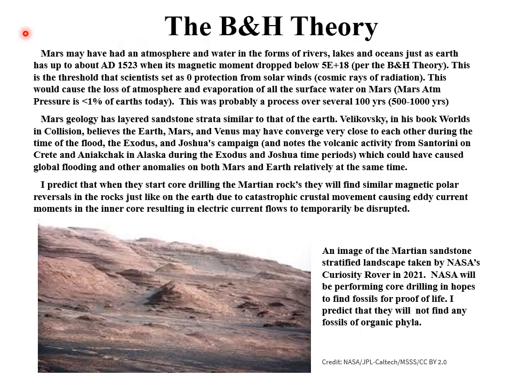Mars may have had an atmosphere and water in the forms of rivers, lakes, and oceans, just as the Earth has, up to about AD 1523, when its magnetic moment dropped below 5 times 10 to the 18th power per the B&H theory. This is the threshold that scientists set as zero protection from solar winds, that is, cosmic rays of radiation from the sun. This would cause the loss of atmosphere and evaporation of all the surface water on Mars.